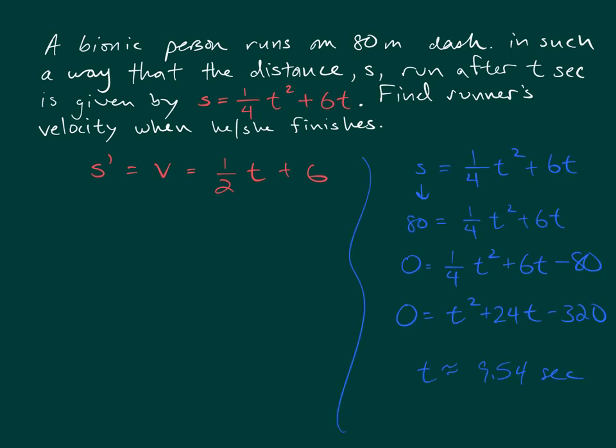So in order to find the time, we need to take the position function, and we know way back up here that the race is 80 meters long. So the position gets replaced with 80, subtract 80 from both sides of the equation. I then multiply everything by 4 so that I am not dealing with fractions in case I need to either factor or use the quadratic formula. And yes, in this case, the quadratic formula needs to be used.